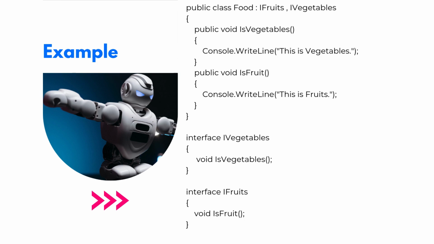This code demonstrates multiple inheritance using interfaces in C#. The food class implements both fruits and vegetables, so it provides definitions for as fruit and as vegetables. In main, a food object calls both methods, showing that a class can implement multiple interfaces.